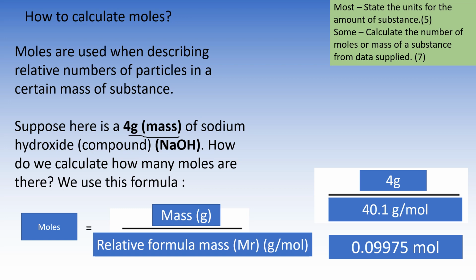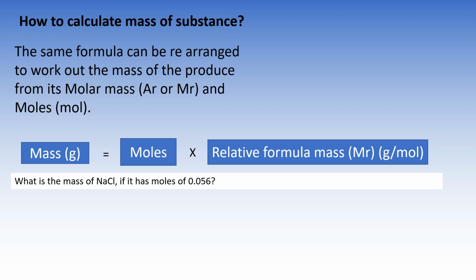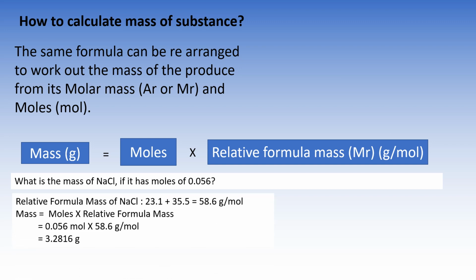And it's that simple. If you want to have a mass calculated from moles and the relative formula mass, you times the moles. For example, in this case you have sodium chloride and it has a moles of 0.056. You times 0.056 with the relative formula mass of NaCl, which is 58.6, which gives you the respective mass in grams, which is 3.28.